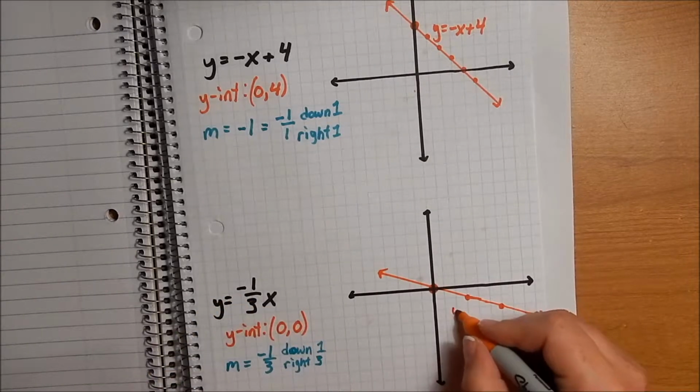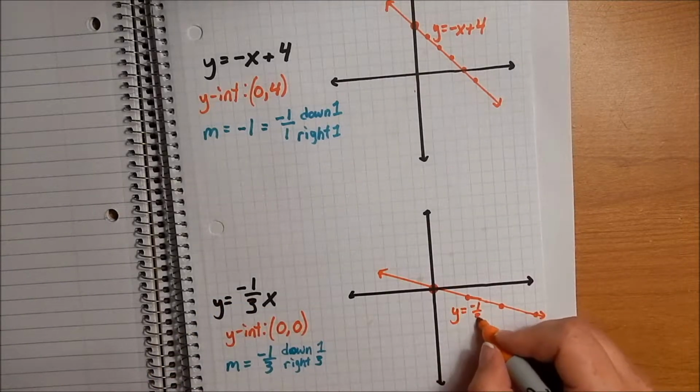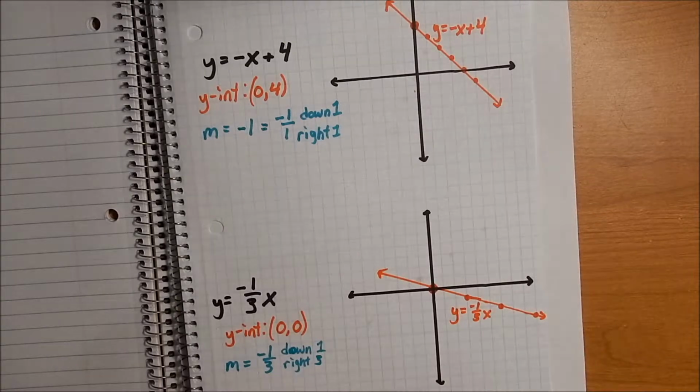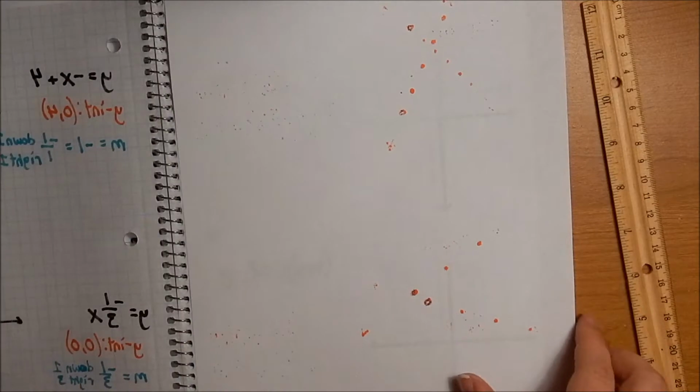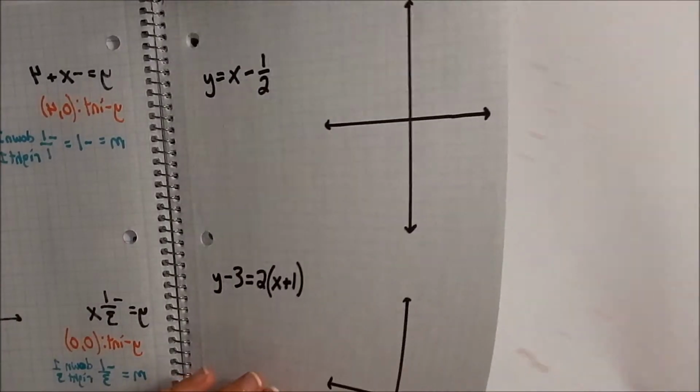And label it y equals negative 1/3 x. And you're all set. Okay. Let's see what we have next up.